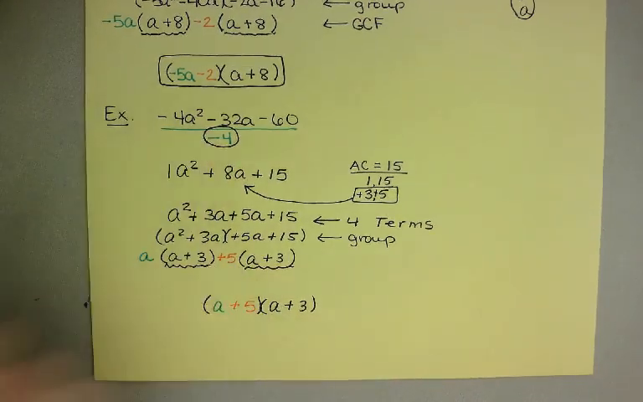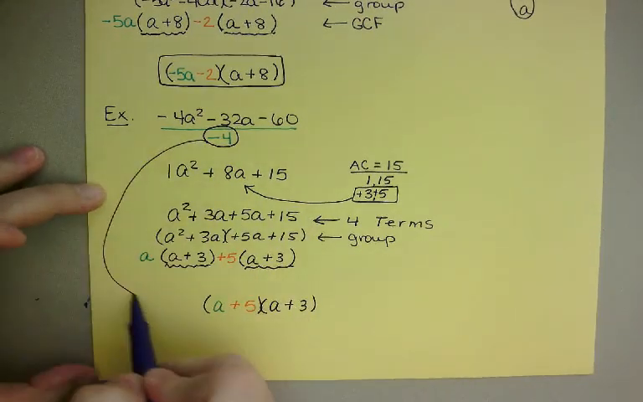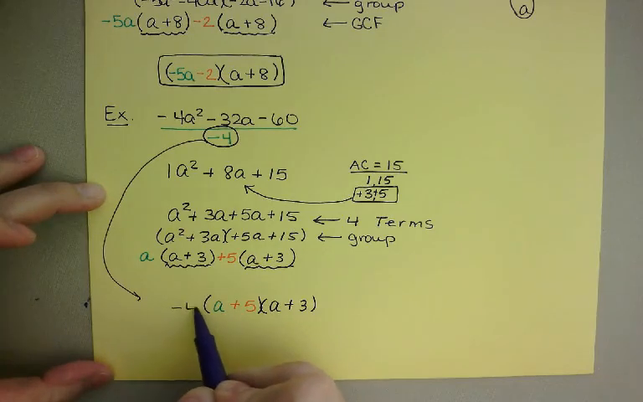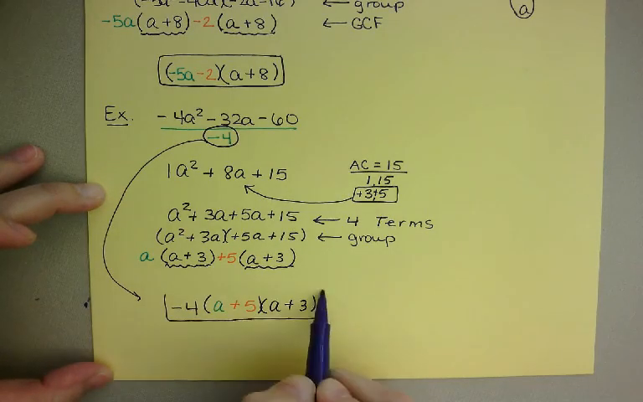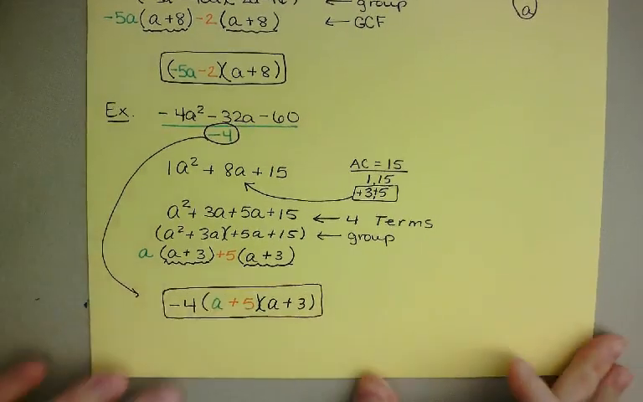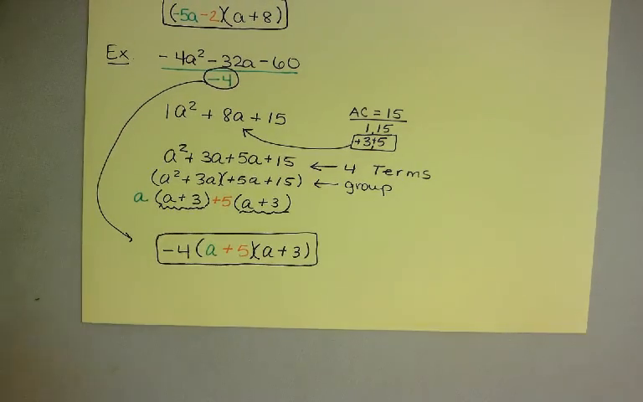And don't forget about the negative 4 that we factored out from the beginning. That's still part of the final answer. If you forget it, you're going to get points taken off. There's my simplified answer, and it's completely factored. I hope this helped. If not, email me some questions.